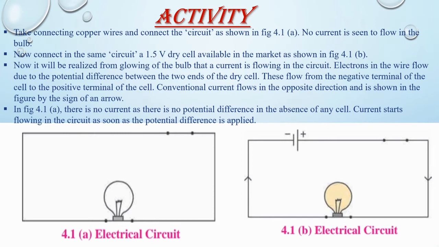Electrons in the wire flow due to the potential difference between the two ends of the dry cell. These flow from the negative terminal of the cell to the positive terminal of the cell. Conventional current flows in the opposite direction and is shown in the figure by the sign of an arrow. In figure A, there is no current as there is no potential difference in the absence of any cell. Current starts flowing in the circuit as soon as the potential difference is applied.